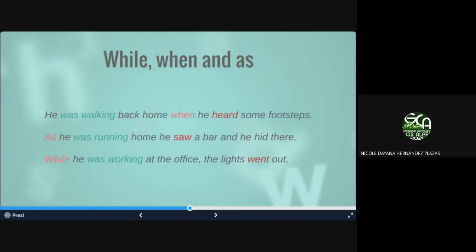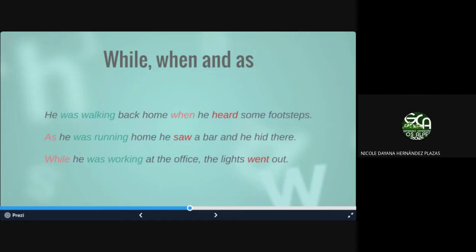Miren que aquí, mis amores, el as está abriendo todas las acciones que sucedieron, tanto la que es interrumpida como la que interrumpió. Si tú tienes un as al principio, ya no necesitas poner when antes de la acción que interrumpe. Simplemente lanzas la acción. As he was running home, he saw a bar and he hid there. ¿Por qué? Porque aquí ya te están diciendo, mientras él hacía esto, esta otra cosa pasó.